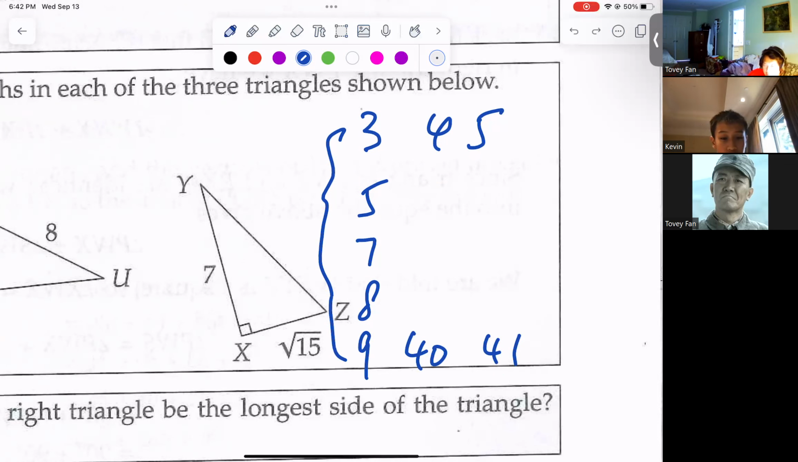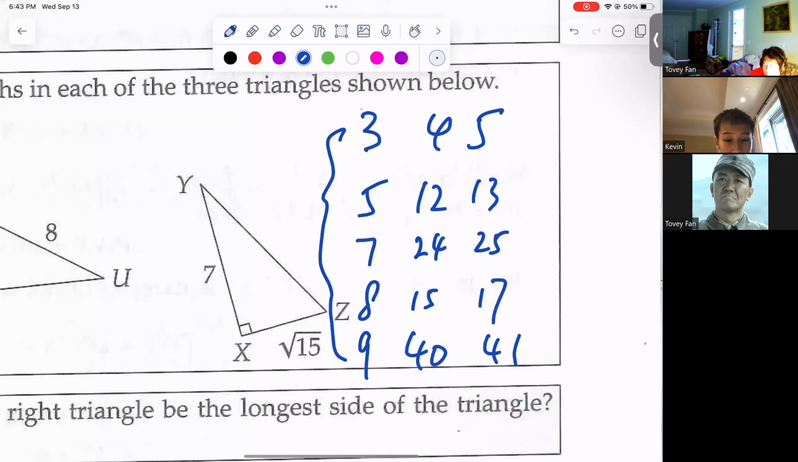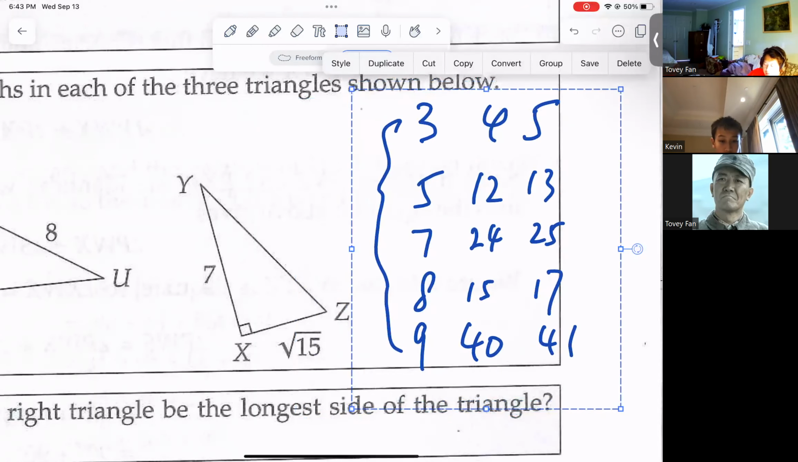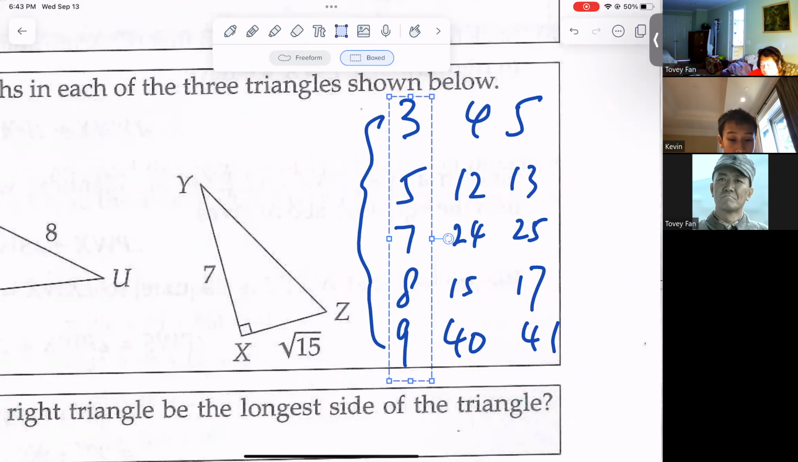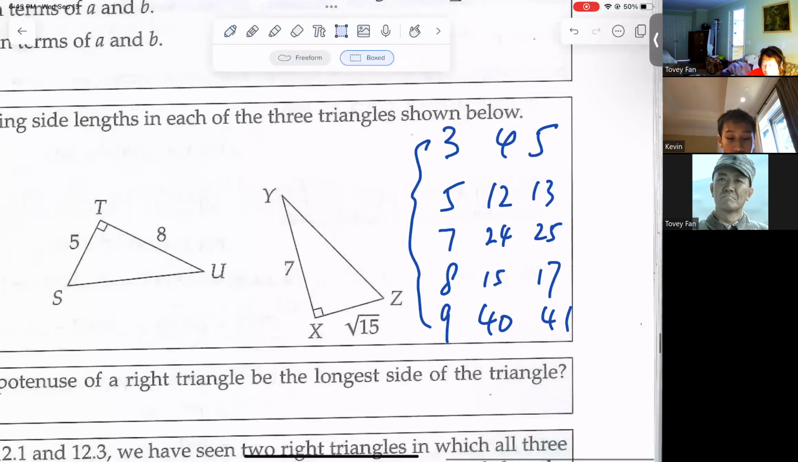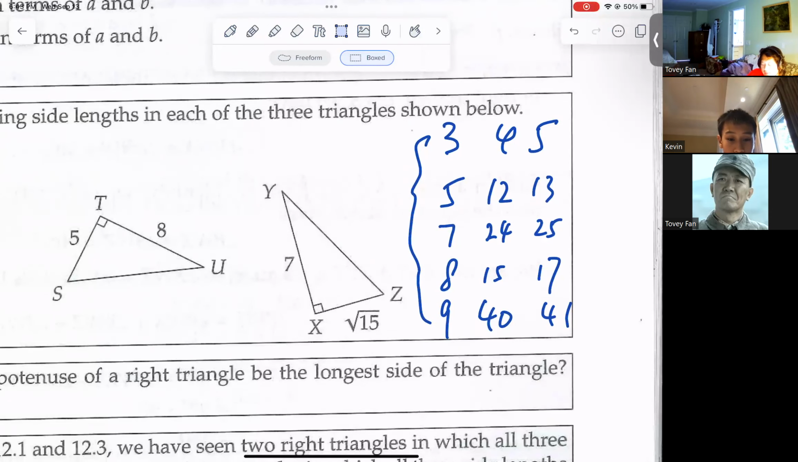Sometimes you can see it, but the most common ones are the first four. If you start with 5, then 5, 12, 13; 7, 24, 25; 8, 15, 17. Just remember these, at least the first four, but you already got the fifth one, so that's pretty good. I'm arranging them based on how large the first number is, the shortest side. There are actually infinite groups, but these are very common.